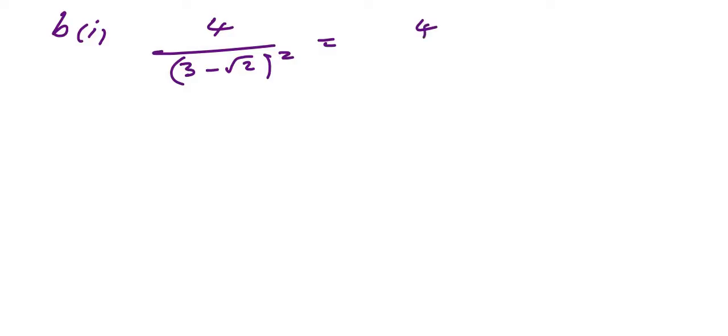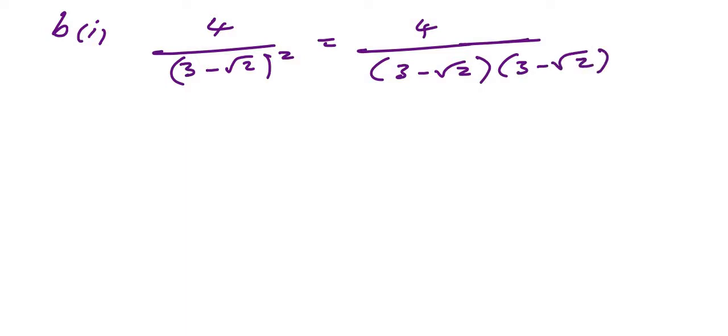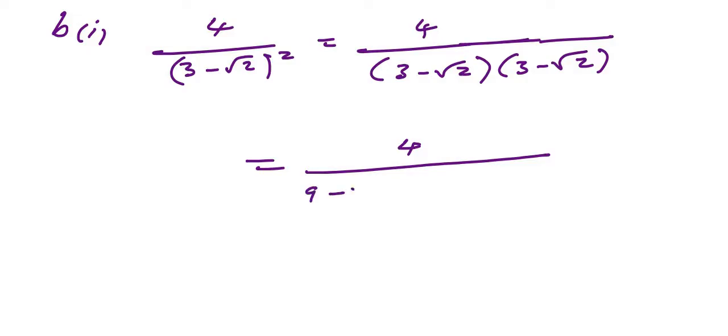So that's B1. So B1, we're having 4 over 3 minus root 2, all squared. So I'll just expand the bottom part. So you can do it step by step to avoid making mistakes. We're saying root 2, multiplying another root 2. So this is going to be 4. Then this times that, that's going to be a 9. Then minus 3 root 2. Then this is going to be minus 3 root 2. Then this is going to be plus a 2.